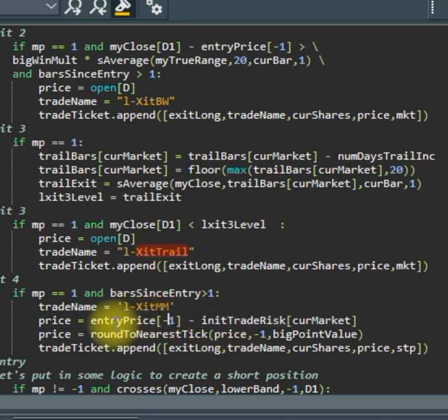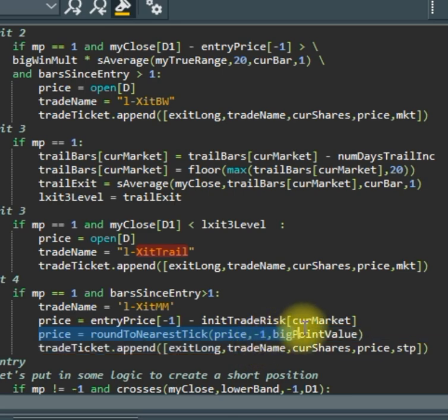So that's what my price is going to be equal to. Now, in Python and many other programming languages, when you do a simple addition or subtraction, sometimes you get values like, say it's crude oil and it's $100 a barrel, you might get 99.9999999. So what I do is I round it up or down to the nearest tick. I want an actual price. So that's what I'm doing with the price equals round to nearest tick.